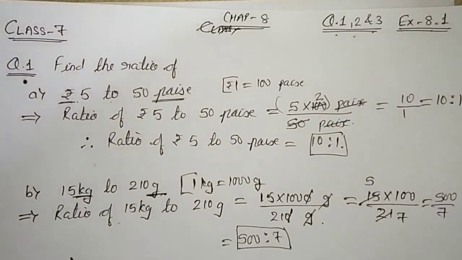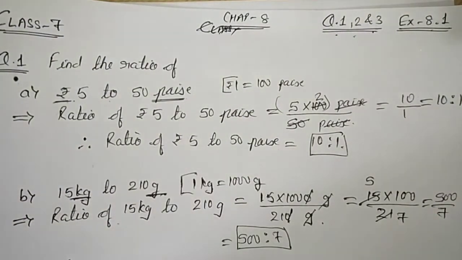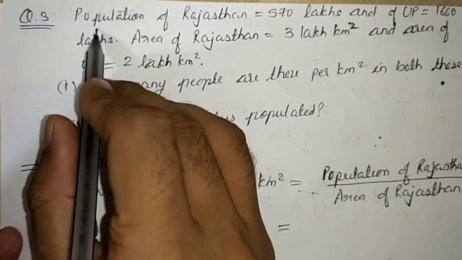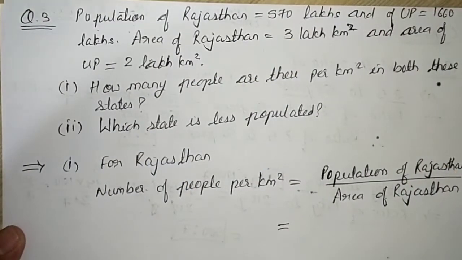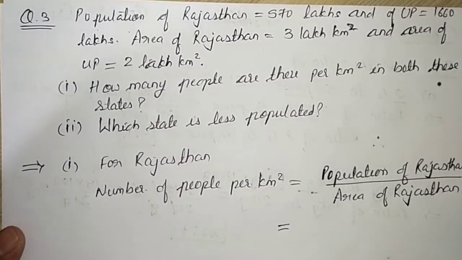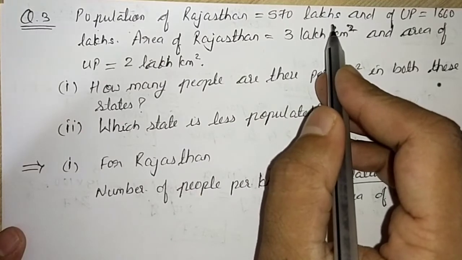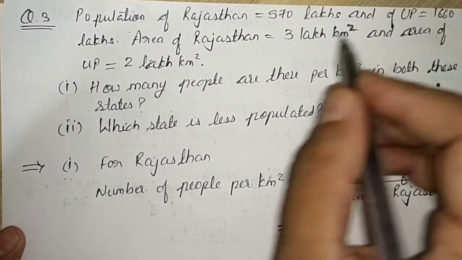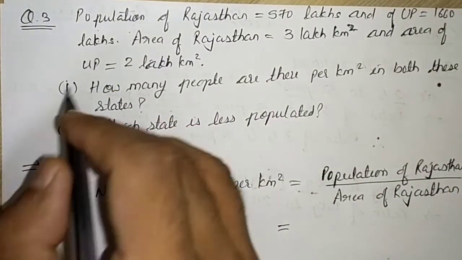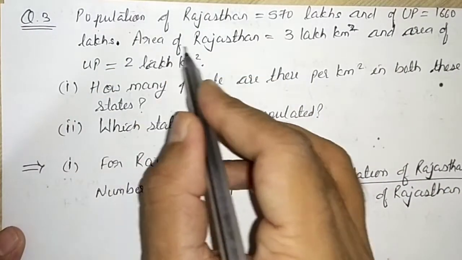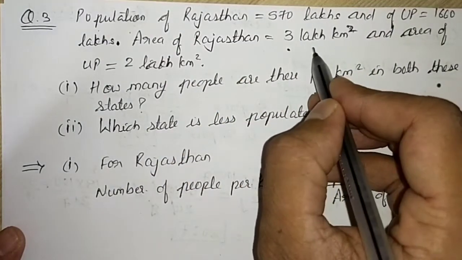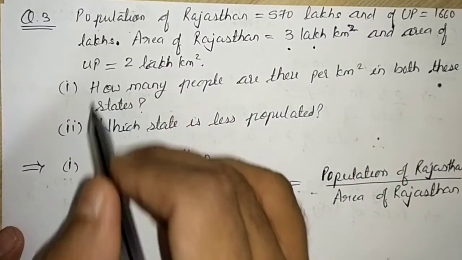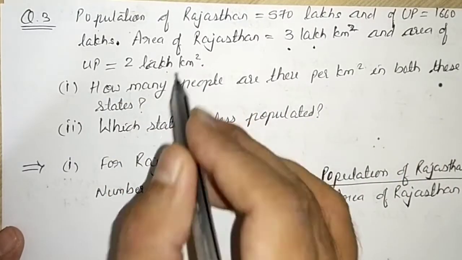Now moving further, question number 3, let me first write it down. So question number 3 says, population of Rajasthan is equal to 570 lakhs and population of UP is 1660 lakhs. Also they have given us area of Rajasthan is equal to 3 lakh square kilometers and area of UP is 2 lakh square kilometers.